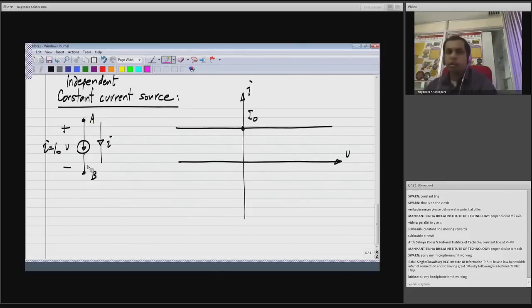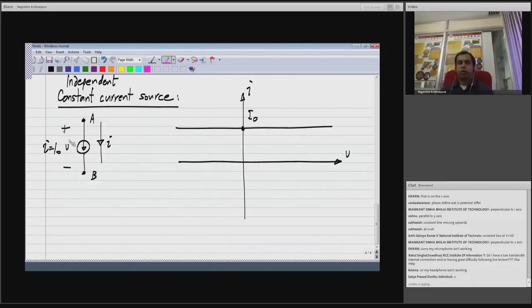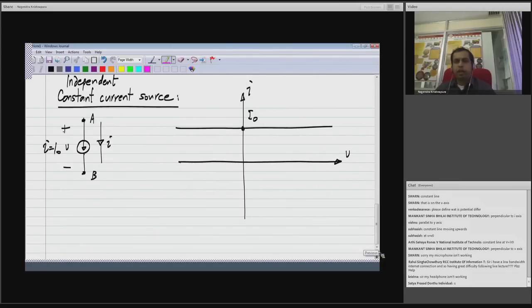Now these are useful idealizations of some components that we actually encounter, and these are also the sources that will stimulate our circuit. Now in case of electromagnetic fields, you know that charges are the primary source. You place a charge somewhere and it will create an electric field, and then if the charge is moving and accelerating, it will also create a magnetic field and so on. But in our case, we will not go down to the level of fields, but we will deal with these voltage sources and current sources as stimuli for our circuits.